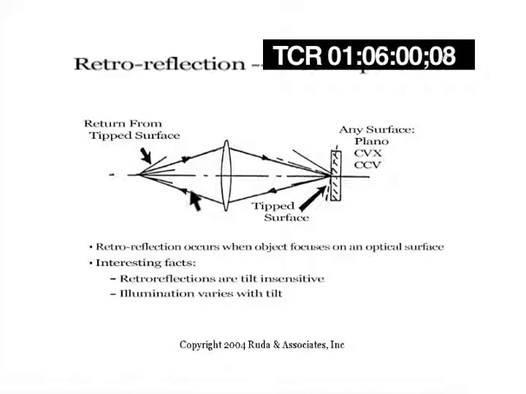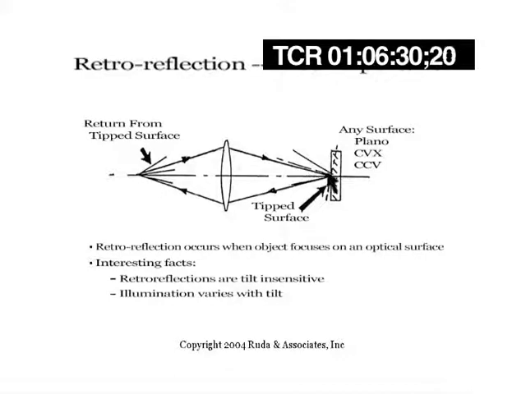Because the image of this point is conjugate to the original source, that means that any ray that diverges from this point, regardless of the angle at which it comes off, will be imaged back on top of the original point source.